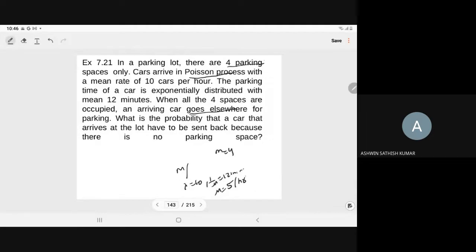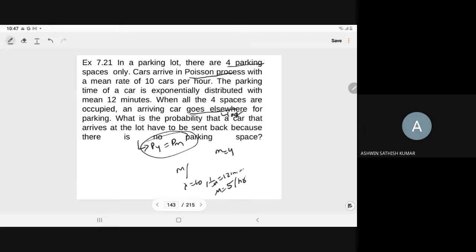Goes elsewhere, that is the lost customer. Lost customer for the parking. What is the probability that a car arriving at the lot has to be sent back because there is no parking space? It means we have to compute the fraction of lost customers. Fraction of lost customers means we have to compute P4, or you can say PM. So we have to compute P4.